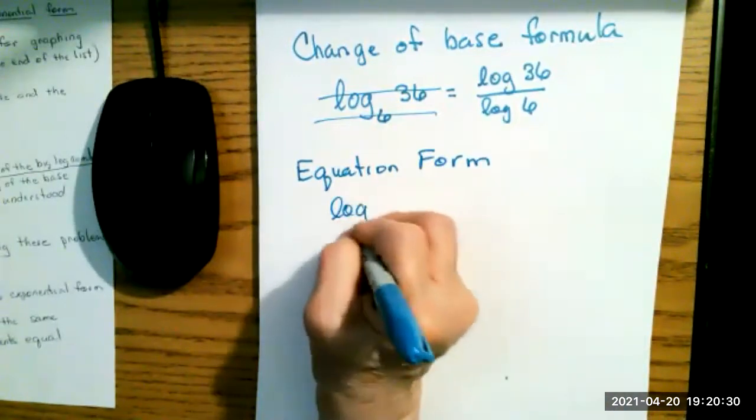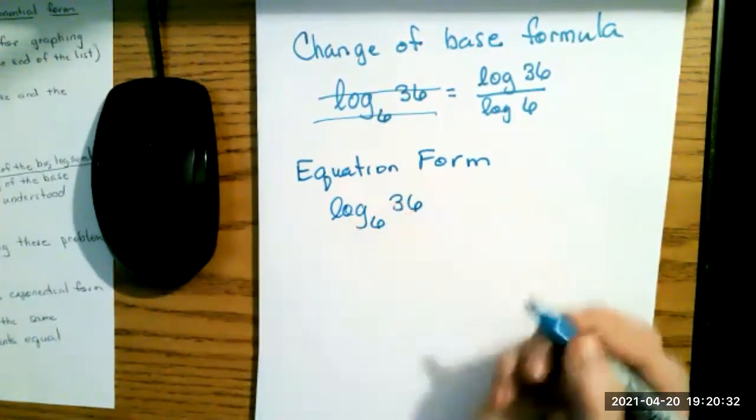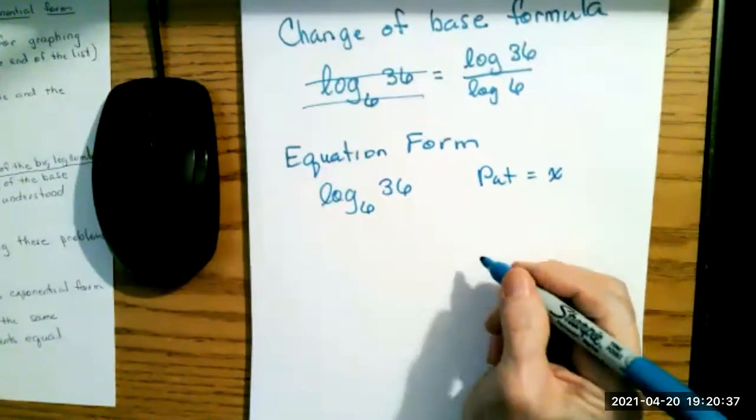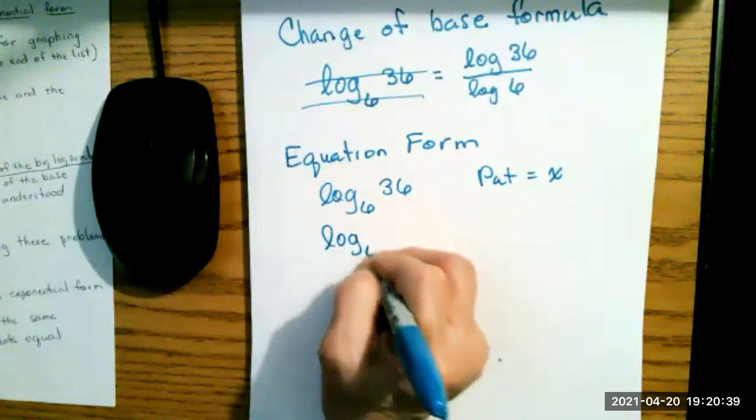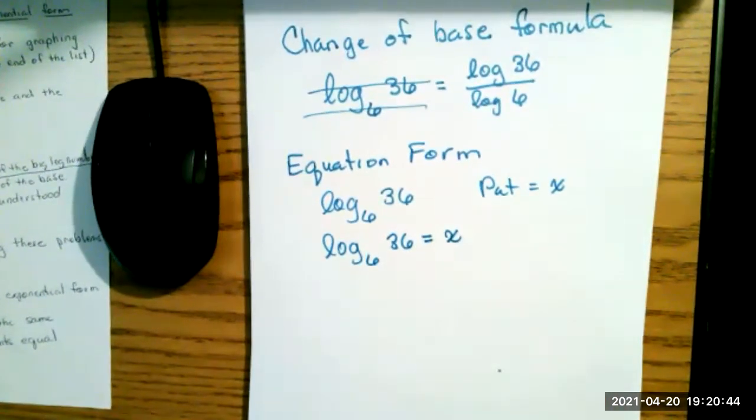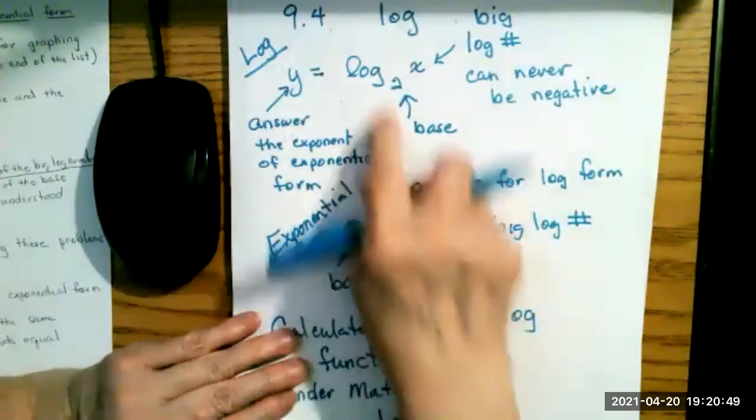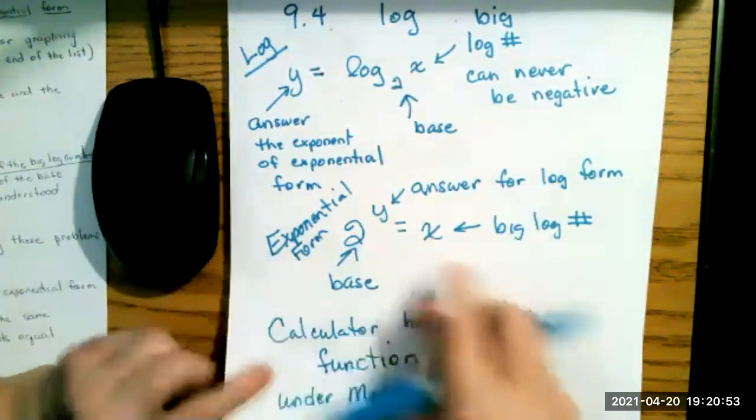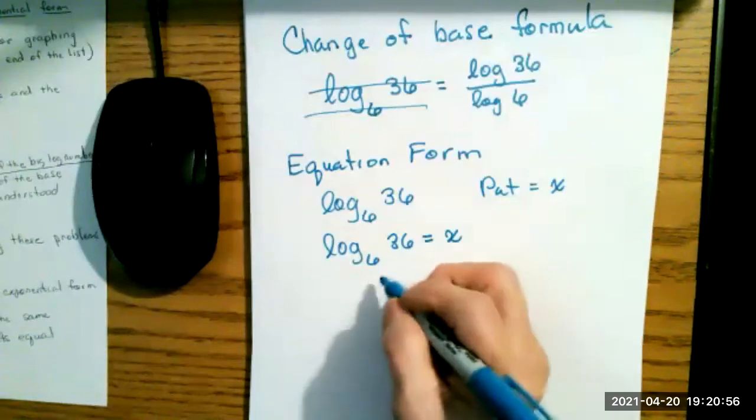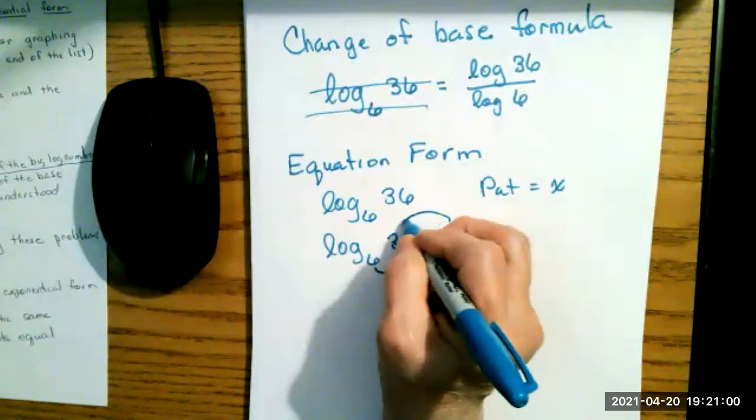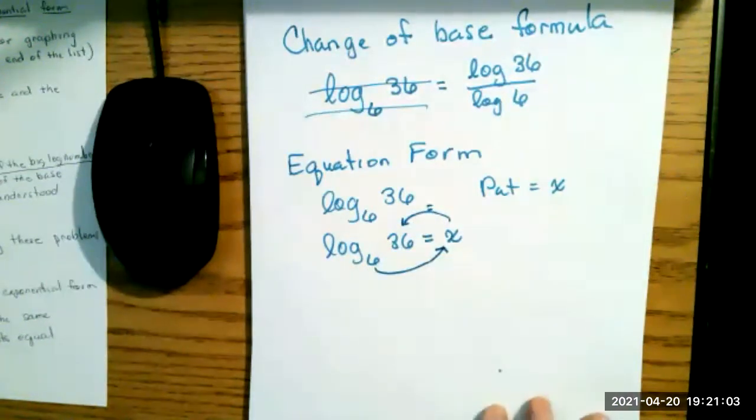So if you have log base 6 of 36, you put it equal to x and solve it as an equation. You have log base 6 of 36 equals x, and you're going to use this exponential thing. You're going to change it from log base 2 of x to 2 to the y equals x. In this case, people do 6 to the x equals 36. That might help you remember.